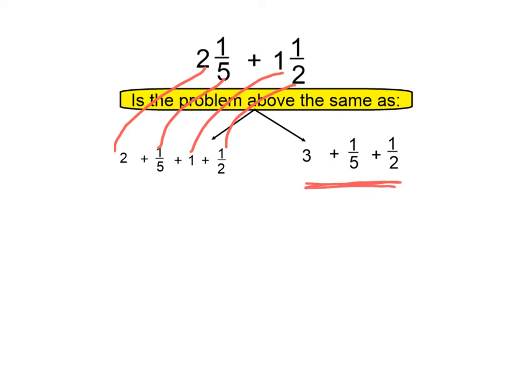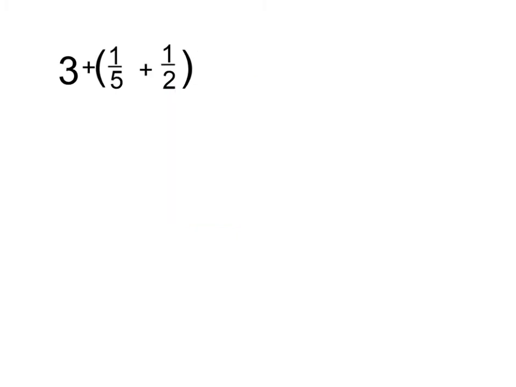Now let's look over here and see if it's the same over here. All they did was add 2 plus 1 to make 3, and then you add 1/5 plus 1/2. So yes, all of them are the same. Let's use this strategy as we continue. Now this is the same problem, 3 plus 1/5 plus 1/2. So the 3 is the whole number.